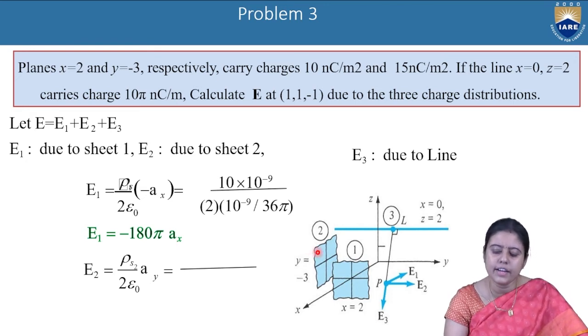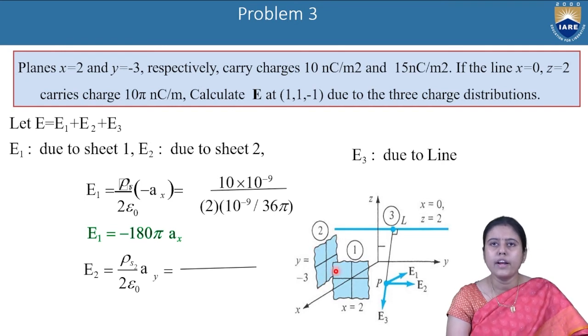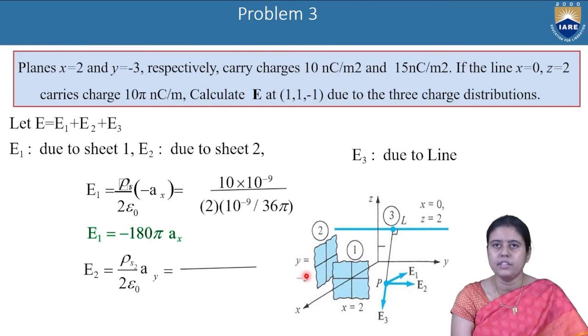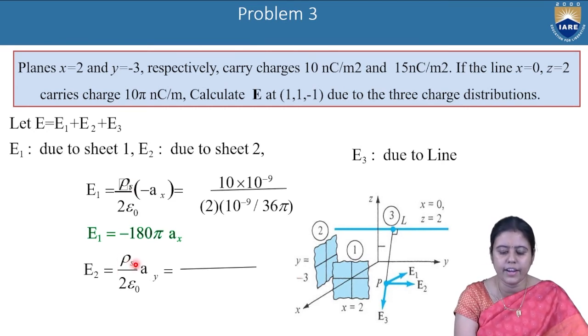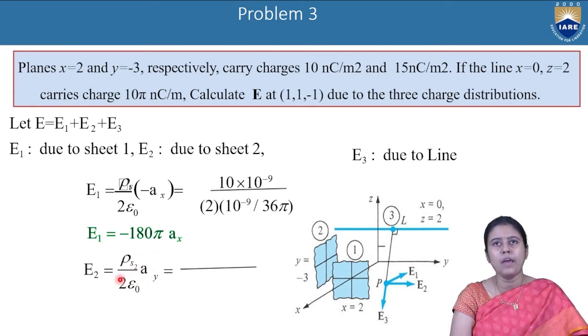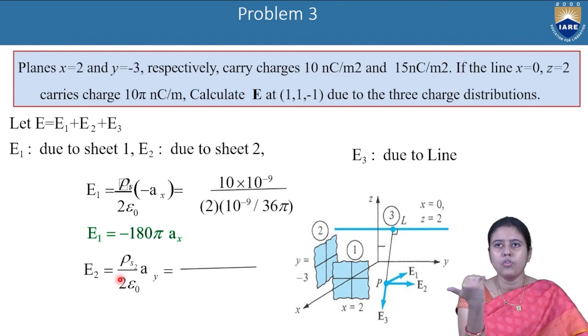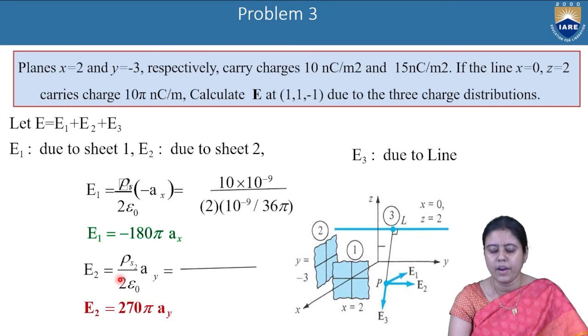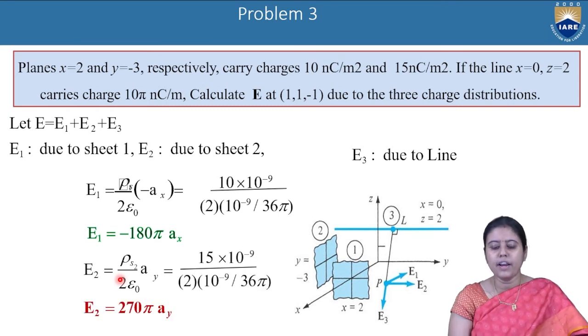Now you can see the EY2. Y2 surface is in the minus 3, so the direction will be in the positive side. So that's why we have taken rho s by 2 epsilon 0 AY. We have taken it as the AY. Direction will be always in the right hand side rule, so it is plus AY. So what is the value we are getting?